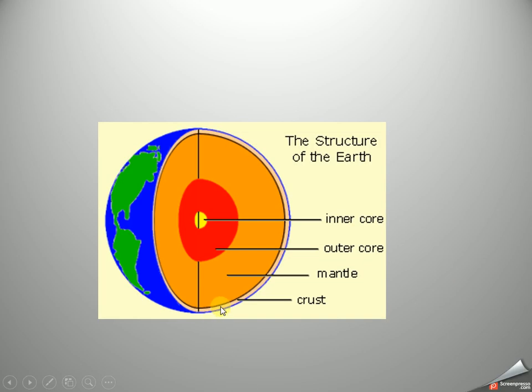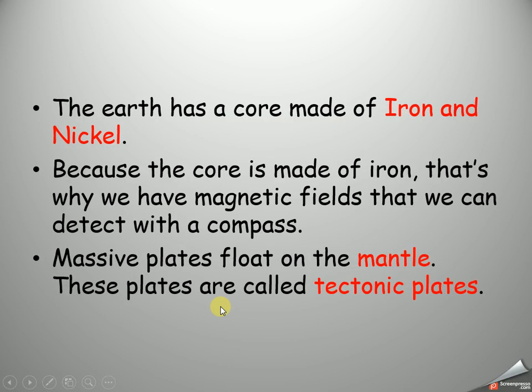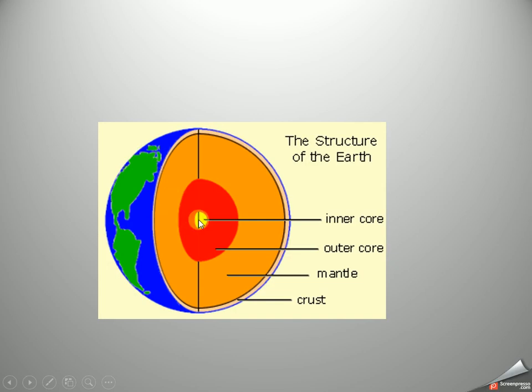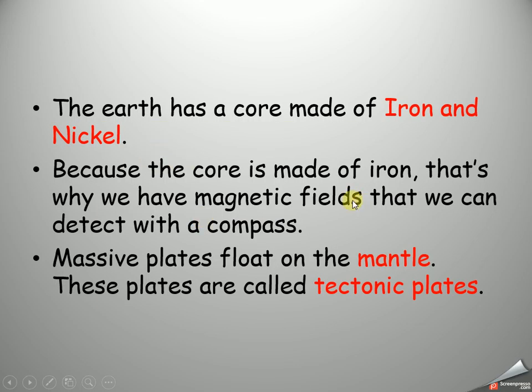Now the Earth is actually made of iron and nickel. So right in here is a lot of iron and a lot of nickel. And because it's iron and nickel, particularly the iron, that's why we have magnetic fields. As you know, iron is magnetic. And that's how we can detect it with a compass.